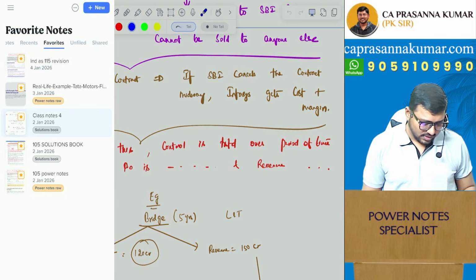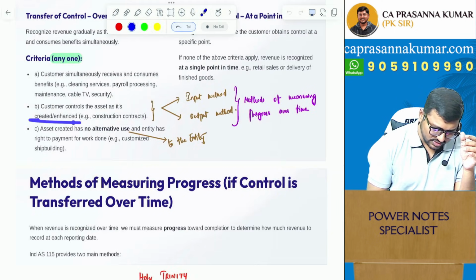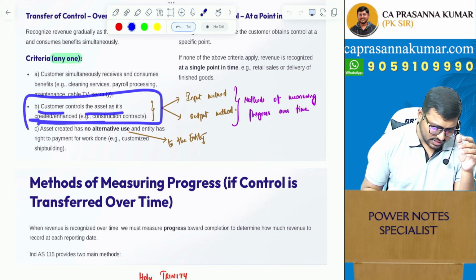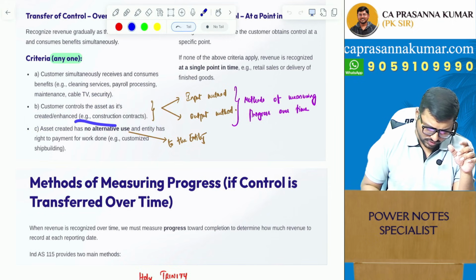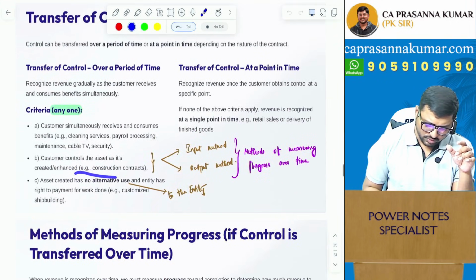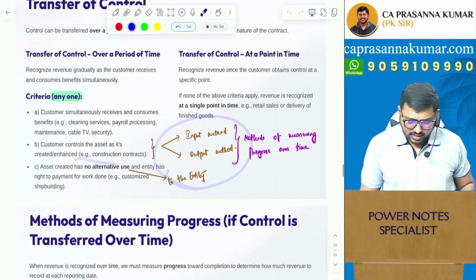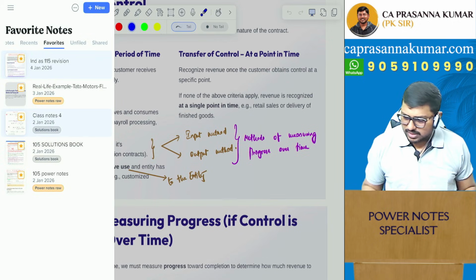That's it. Now, what is important for us out of these three is the second one. Customer controls the asset as it's created or enhanced. For example, construction contracts. Based on this only, we have all this input method, output method, and all that stuff. We'll see that. Now, let's get to the example.